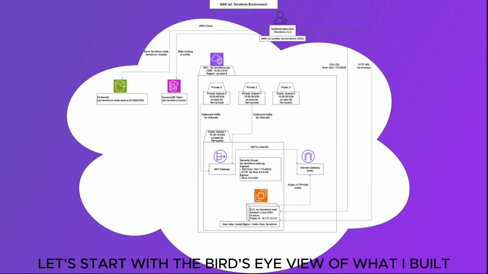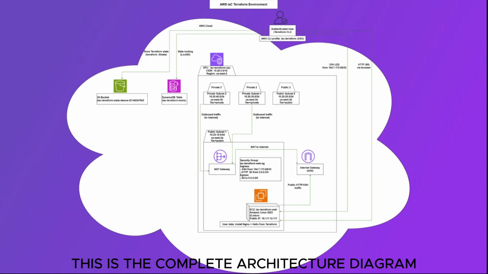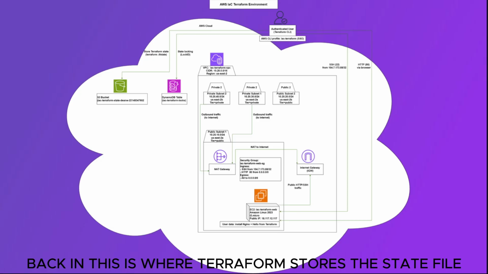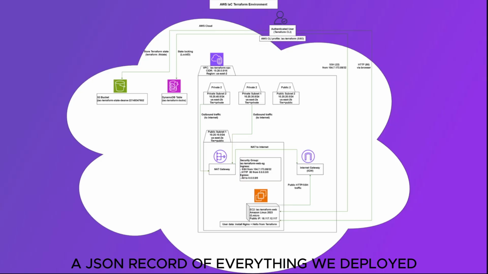Let's start with the bird's eye view of what I built. This is the complete architecture diagram. At the top left, you see the remote state backend. This is where Terraform stores the state file, a JSON record of everything we deployed.